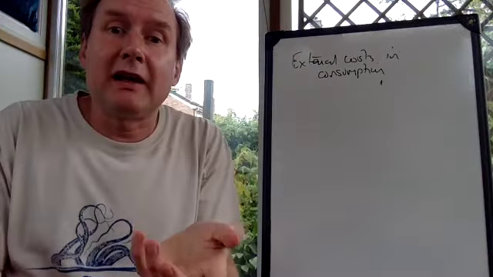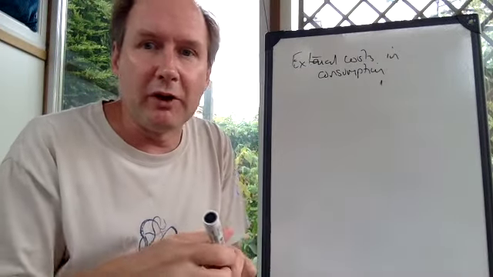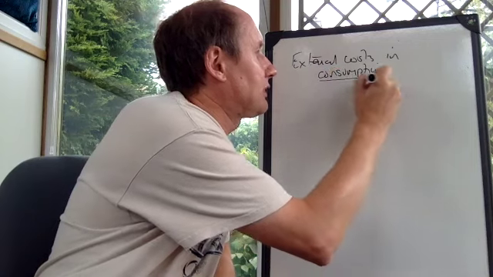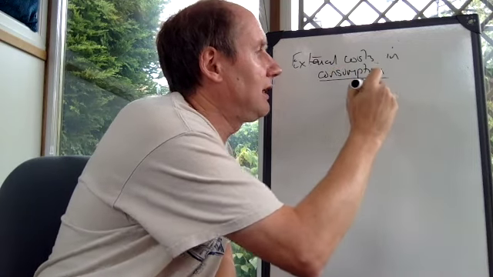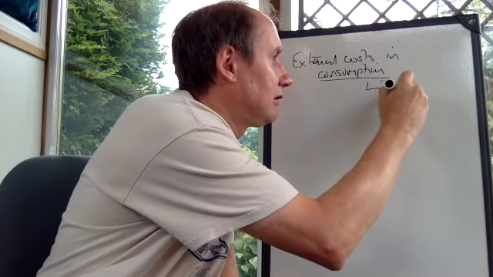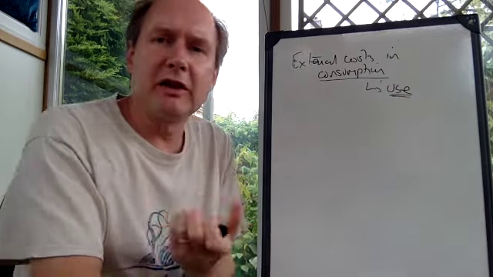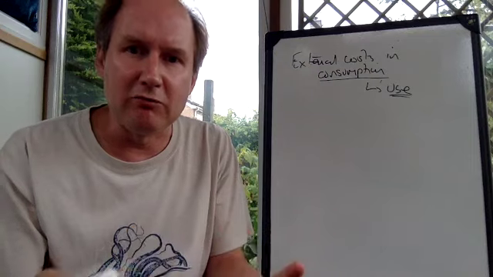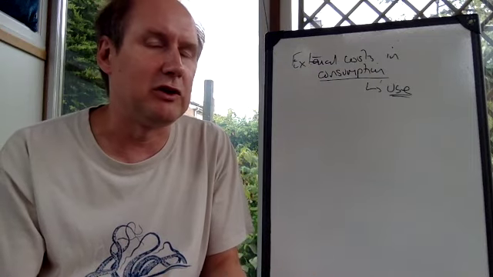So we looked at external costs in production before. What we're now going to do is look at external costs in consumption. So these are negative side effects arising from the use of a product. So it's not side effects of it being made, it's when you as a consumer actually use it.